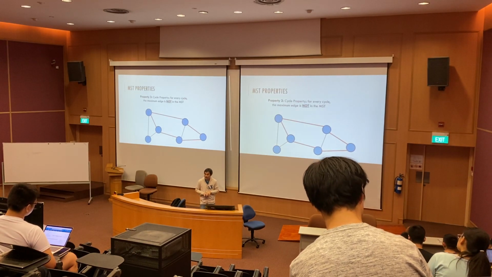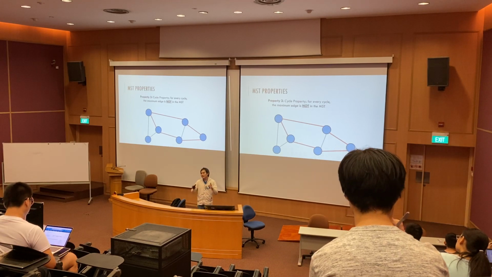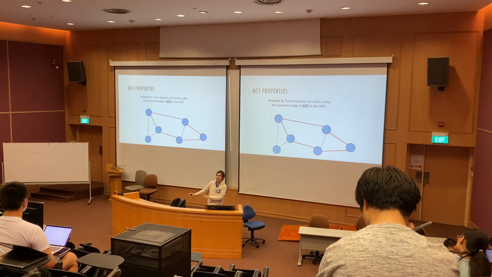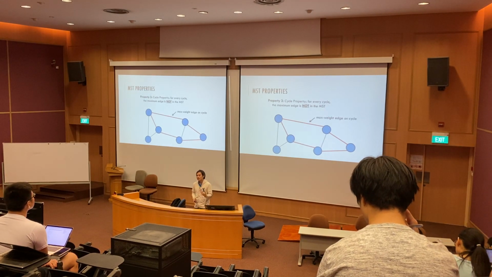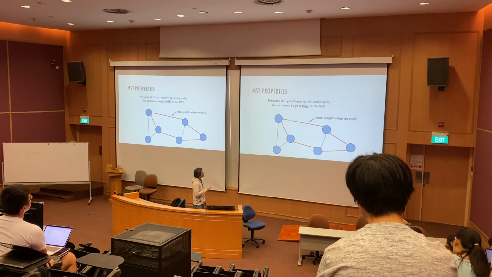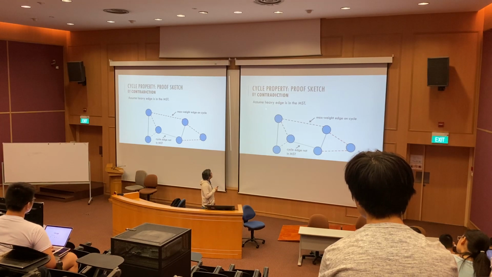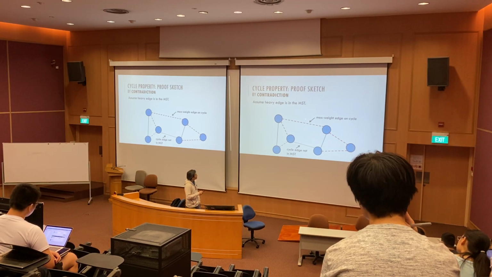Now let's look at property number 3. It's called the cycle property. It says that for every cycle in the original graph, the maximum edge is not in the MST. So why is this the case? Imagine that this is the maximum edge on a cycle. So assume that the heavy edge is in the MST. Okay, so this is the heavy edge.